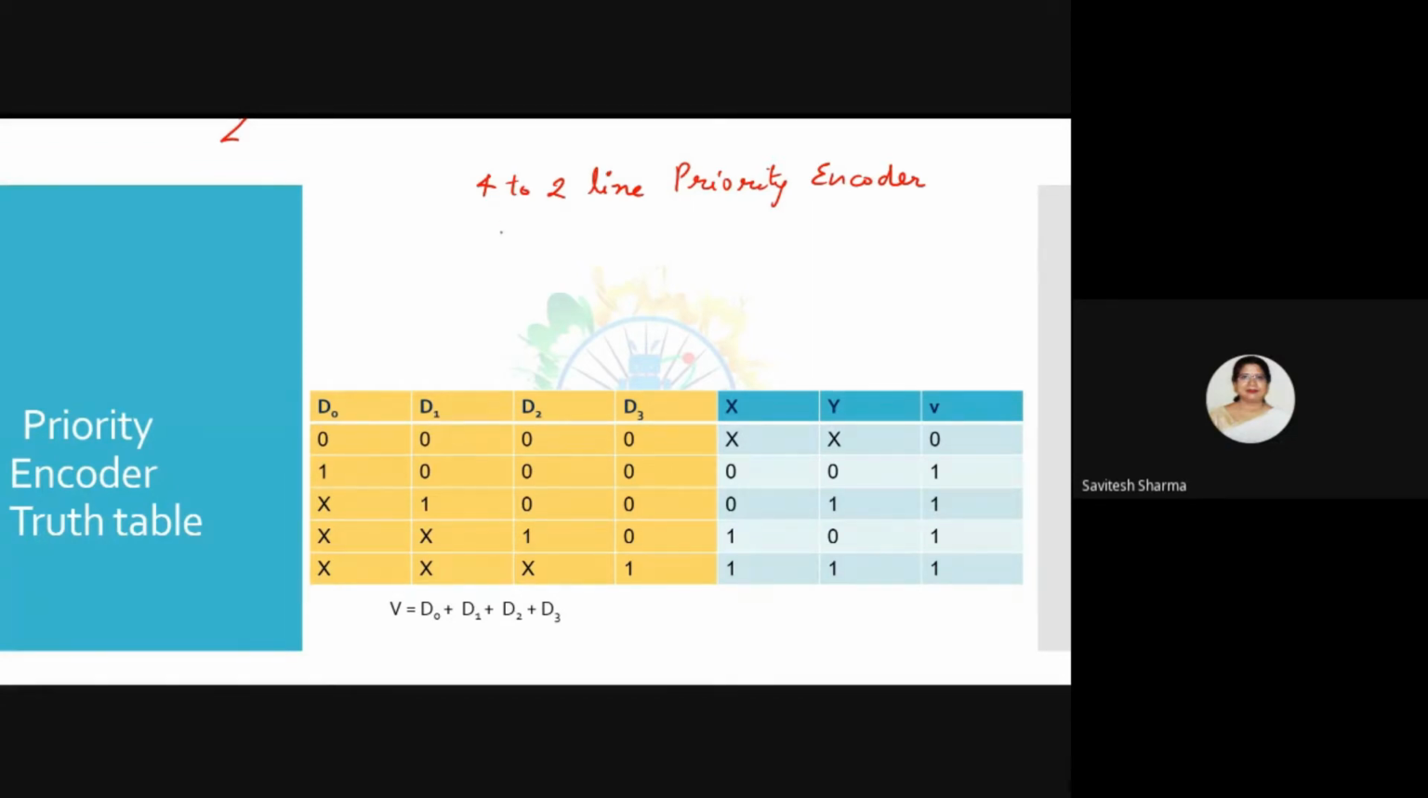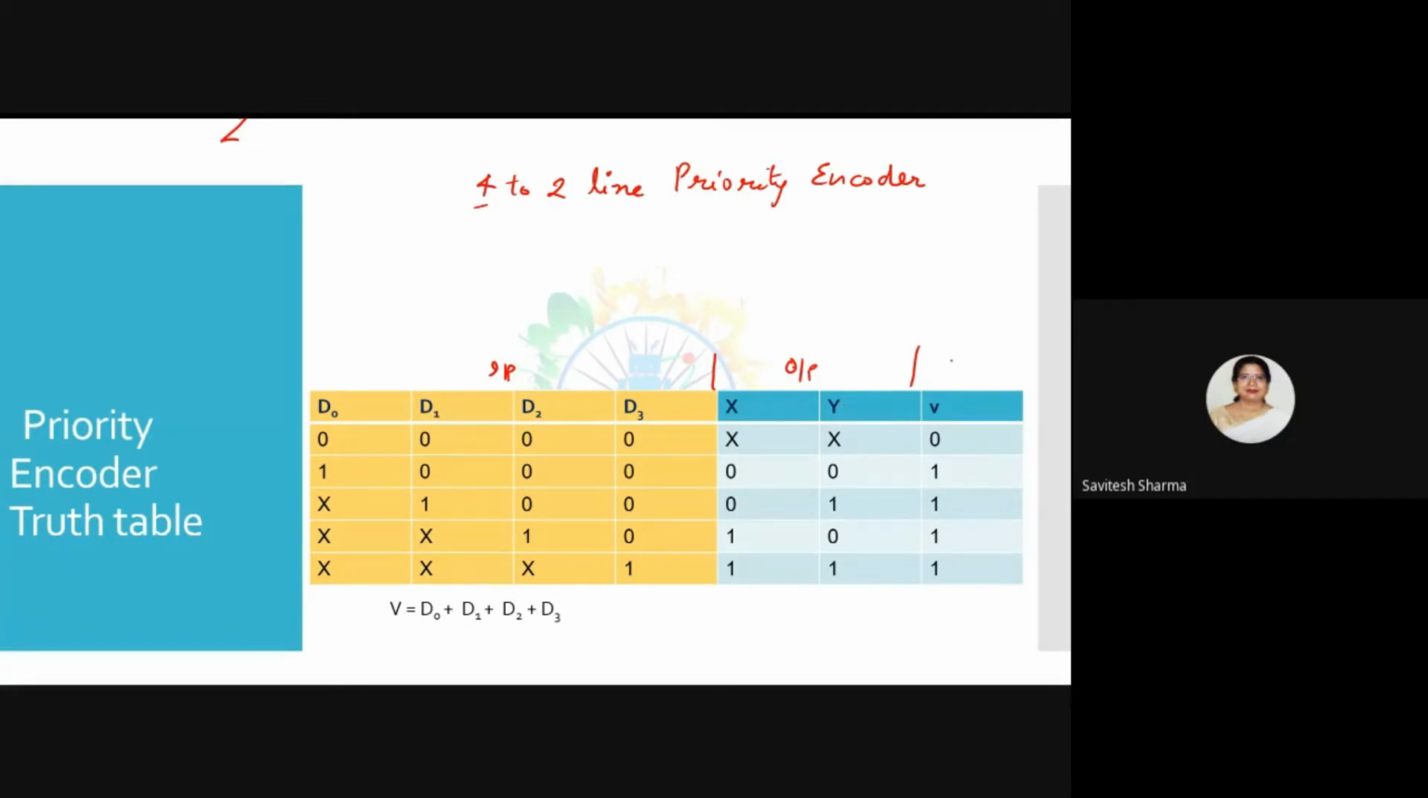Okay, so what is the concept here? Please try to understand. As it is 4, it means you will take 4 inputs. So here I am taking 4 inputs D0, D1, D2, D3, and it is a 2 line encoder, so I will take 2 outputs. So 2 output lines are there for this 4 to 2 line encoder.